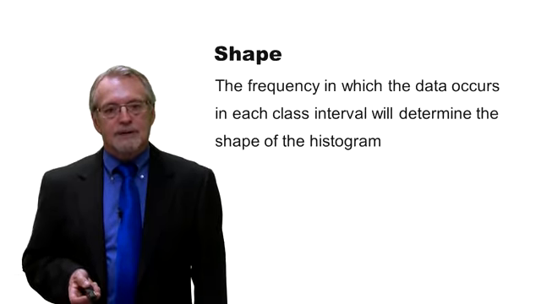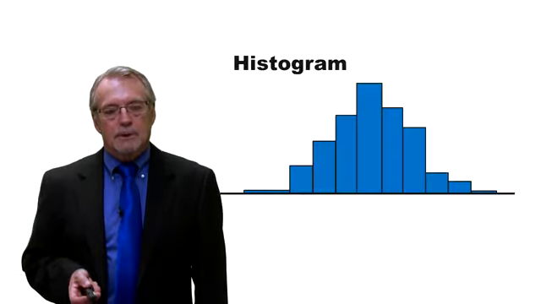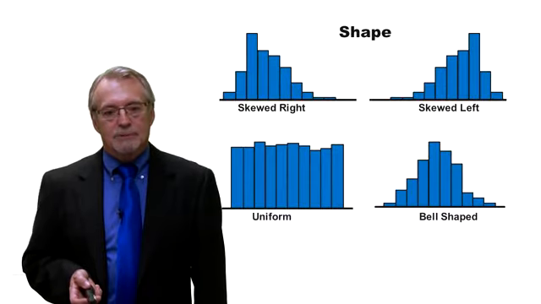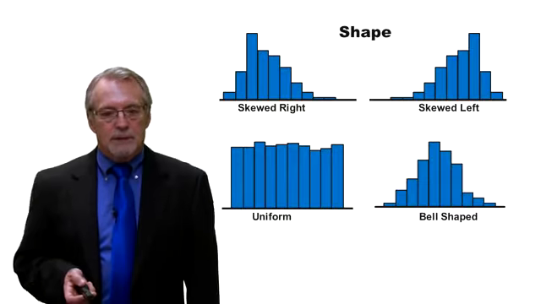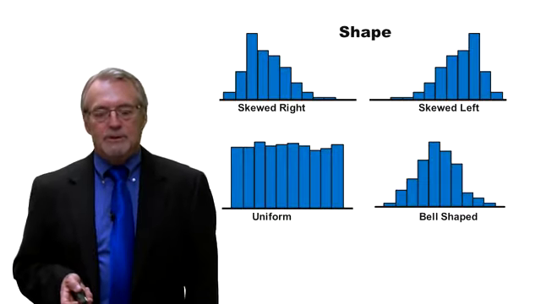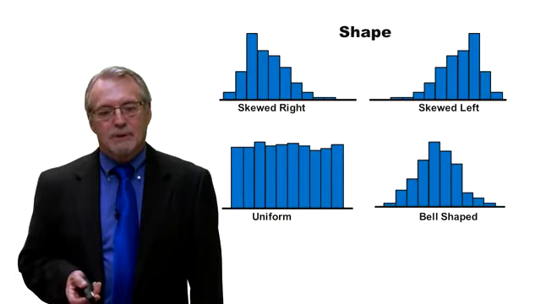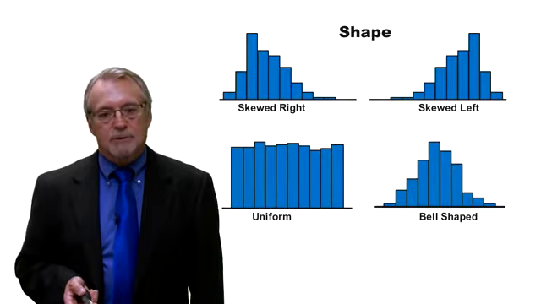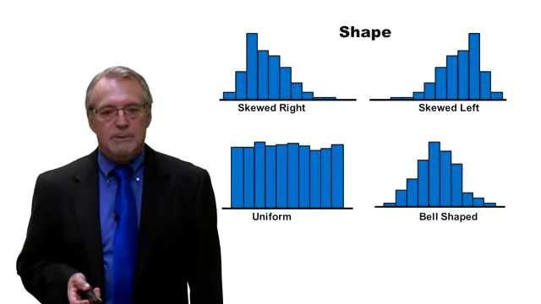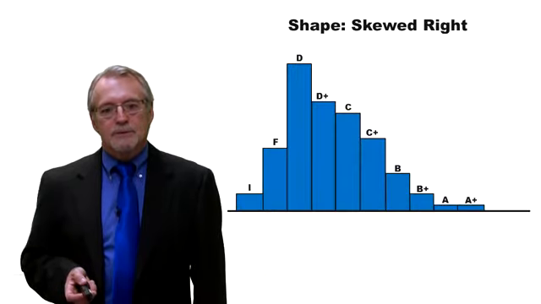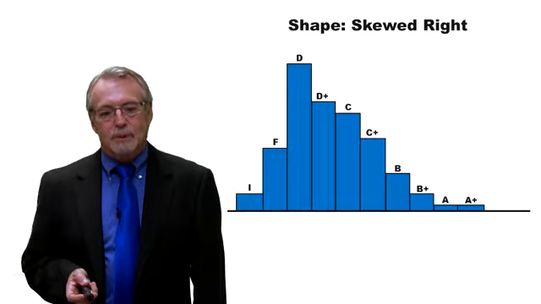Shape. Let's take a look at what the shape of this histogram is like. So we can have the shape of a histogram like this, or we can have these other shapes. Skewed to the right, skewed to the left, uniform, or the typical bell-shaped curve. In most situations, if you gather enough samples of what's going on, you'll get something very close to a bell-shaped curve. It may be skewed one direction or the other, but very close to a bell-shaped curve. This one's skewed off to the right.